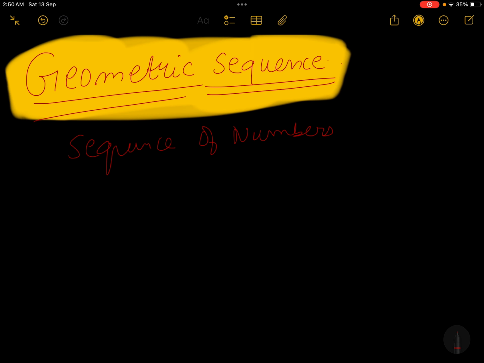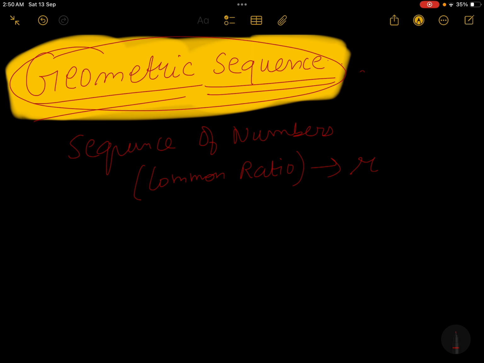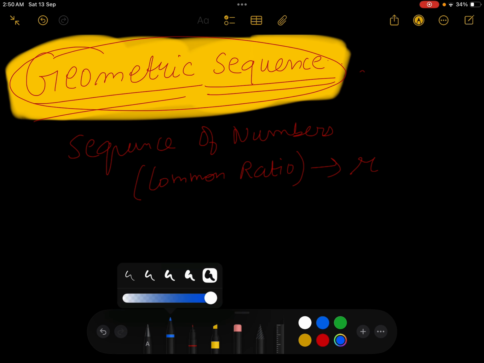Understand what a geometric sequence is. A geometric sequence is a sequence having the same ratio, which we call the common ratio, R. In arithmetic sequences the plus and minus is the same, and in geometric sequences the multiplication is the same, meaning the ratio is the same.